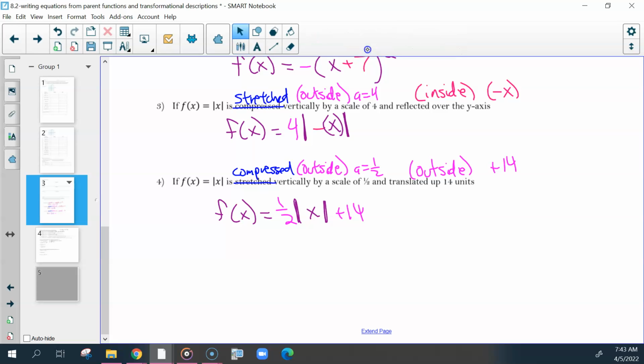How would you know if it has absolute values on the? It would tell you at the beginning what the parent function is. Oh. So look at that. Okay. Thank you.